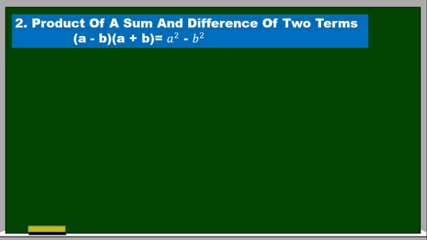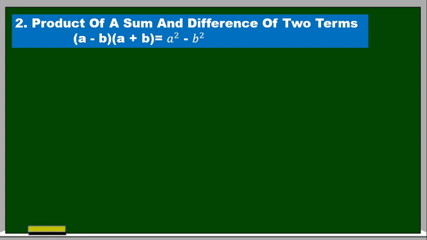Next, number 2, product of a sum and difference of two terms. We have quantity a minus b multiplied by quantity a plus b is equal to a squared minus b squared. So this is the equation in product of a sum and difference of two terms. Take note that they have the same variables, but they are different in terms of sign. So the product is a squared minus b squared.